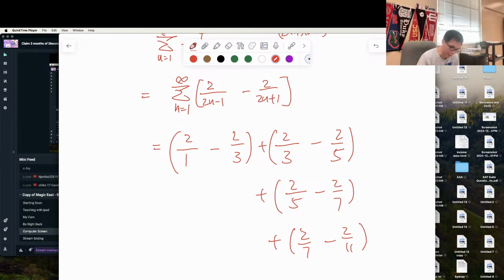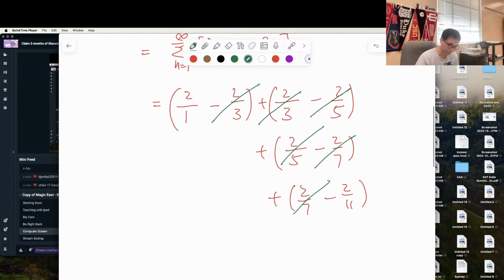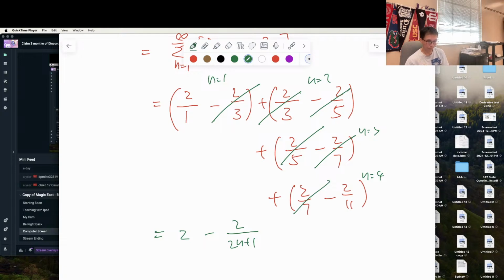So if you see the middle terms here, they start canceling. So eventually you got 2 minus 2 over 2n plus 1. Because this is n equal to 1, this is n equal to 2, this is n equal to 3, this is n equal to 4. So it is 2, right? Yeah, it's just 2. Raj was right. So the answer is 2.